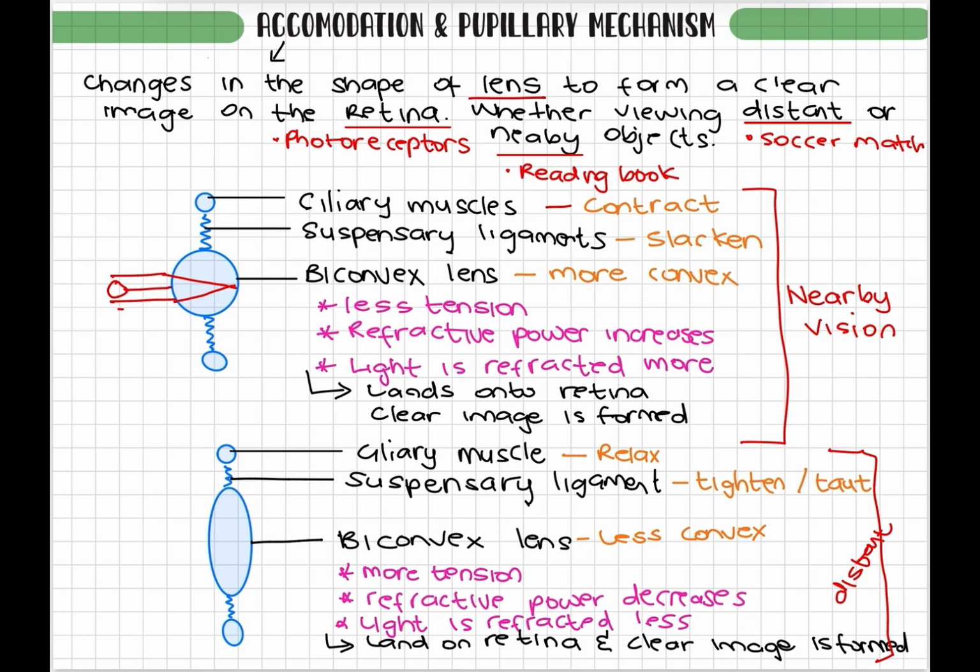So for understanding distant vision, the object is far. There is more space for it to bend before it reaches the eye. By the time it gets to the lens, it shouldn't bend more. Hence, the refractive power decreases and light will bend less.